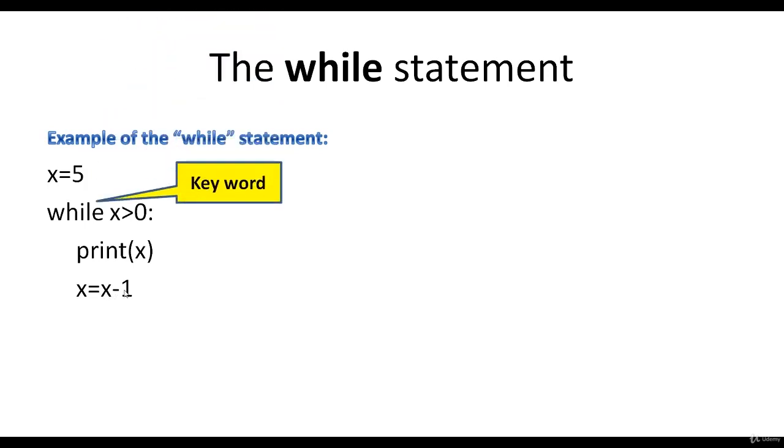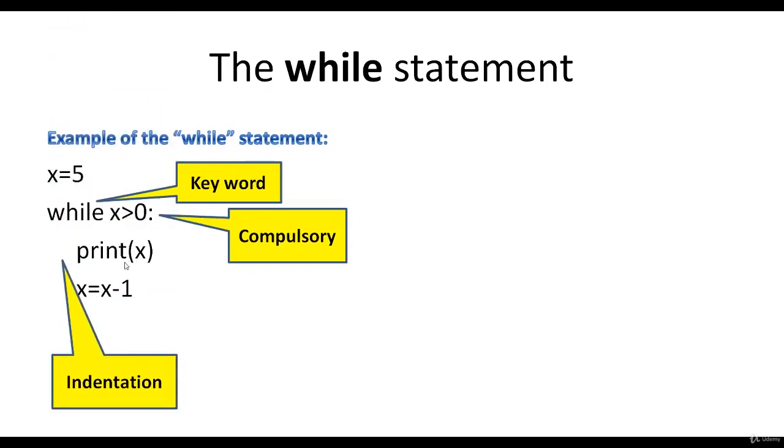Example of a while statement: we assign the value 5 to x, then while x greater than 0 colon, print x, and then we reassign the value x equal to x minus 1. Here while is the keyword, then after the condition this colon is compulsory. Indentation creates the code block.